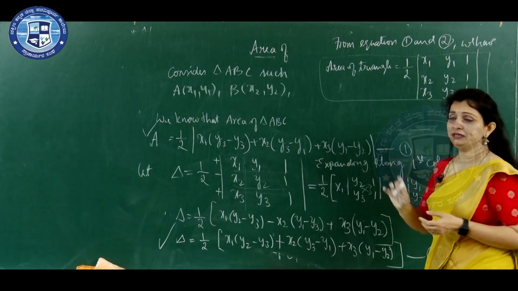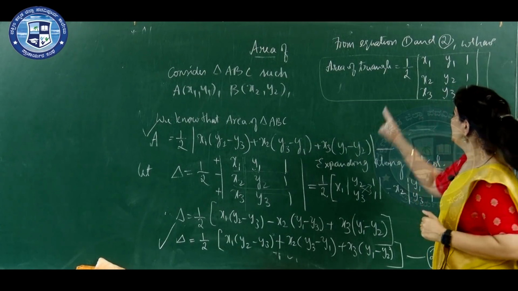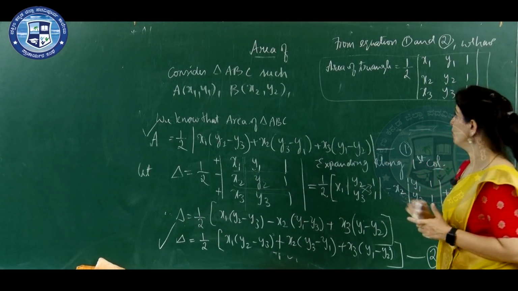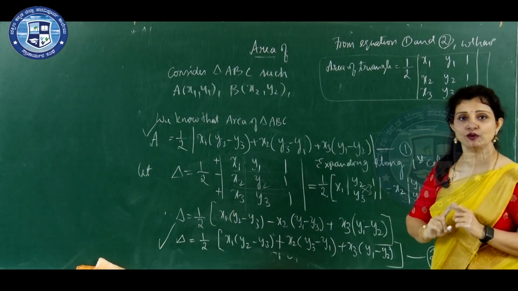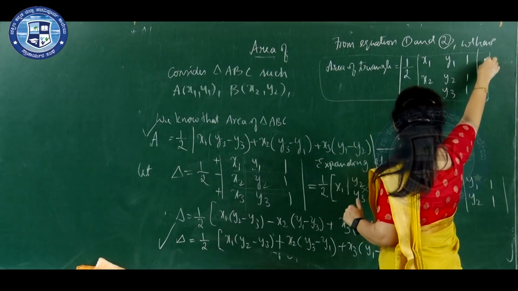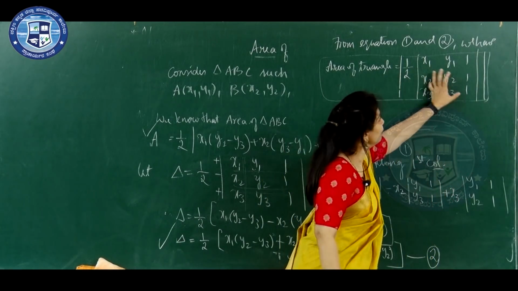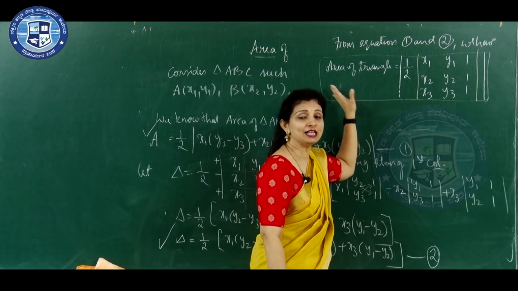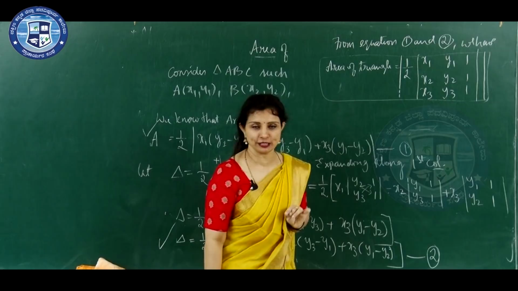Now observe this carefully. Here you need to remember 3 points. One is, area of triangle is always a positive quantity. So whenever you consider the determinant value, you have to take the absolute value of the determinant. Absolute value means you have to put one more modulus sign here, the modulus of half of the determinant value, because the area of a triangle is always positive. So take the absolute value of the determinant, that is the first point.